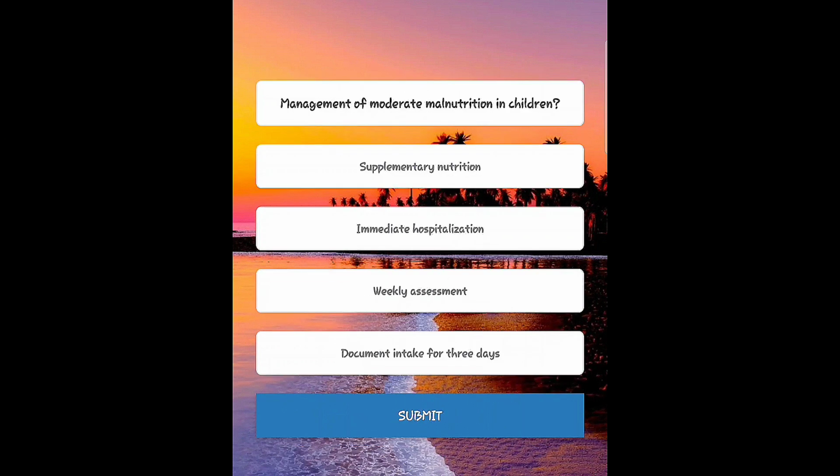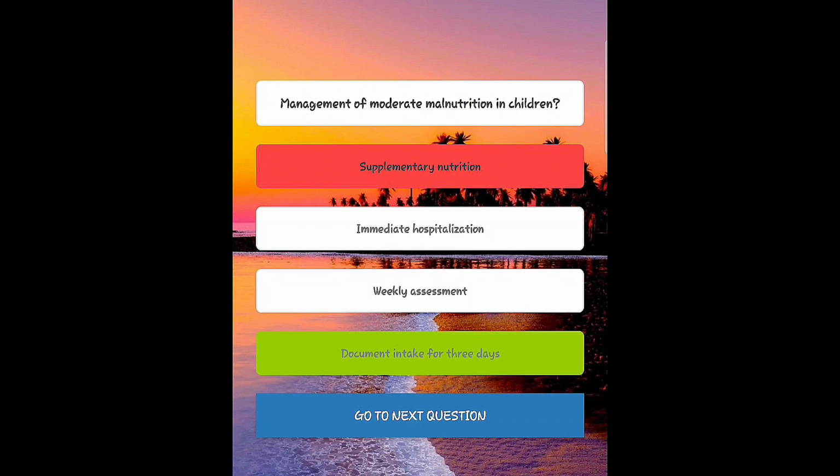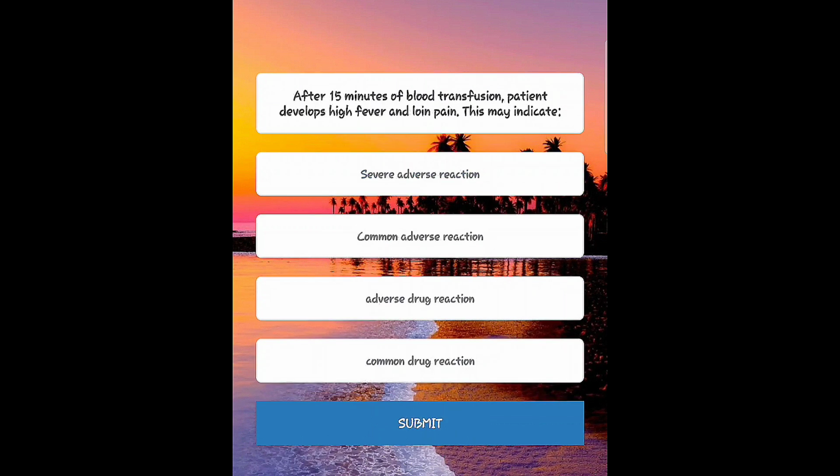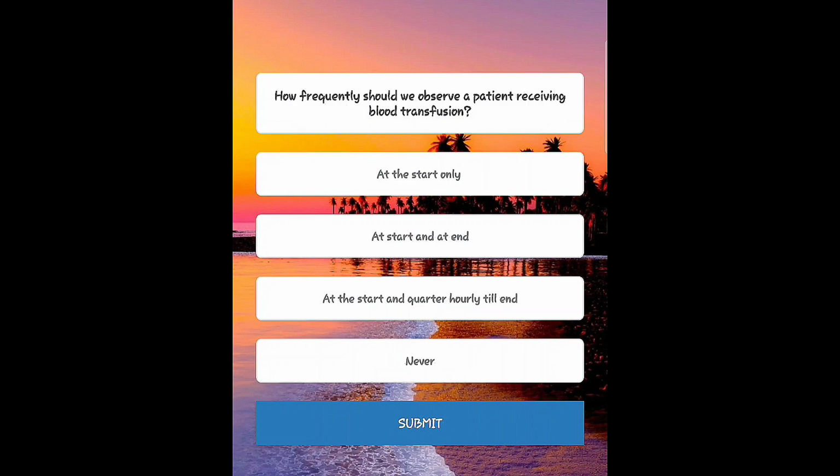Management of moderate malnutrition in children should be weekly assessment or supplementary nutrition. Okay, document intake for 3 days. After 15 minutes of blood transfusion, patient develops high fever and loin pain. This may indicate adverse reaction, severe adverse reaction. How frequently should we observe a patient receiving blood transfusion? At start and quarter hourly till end.